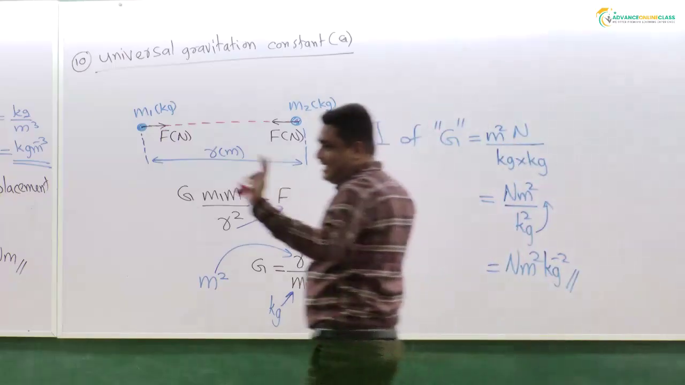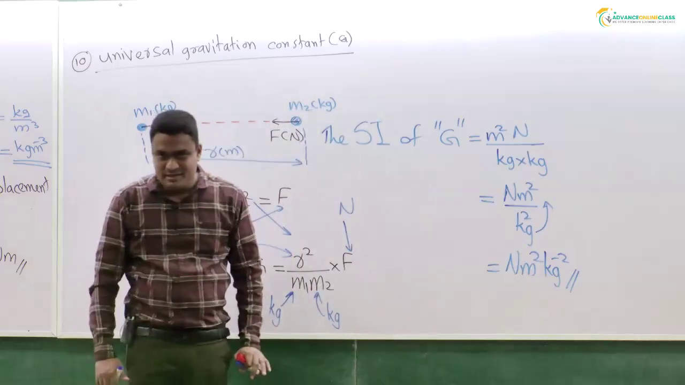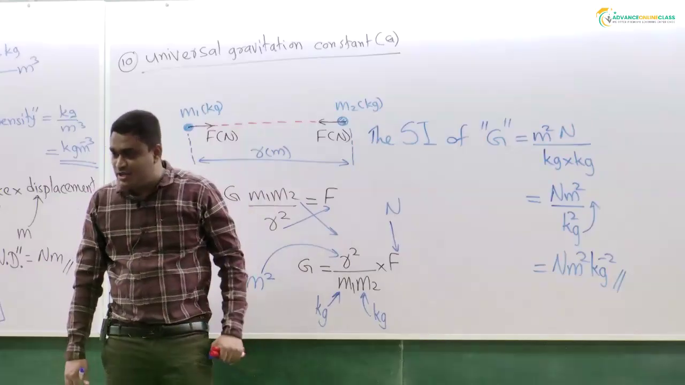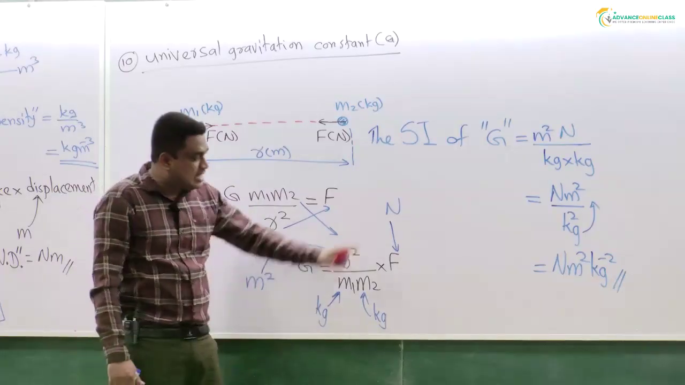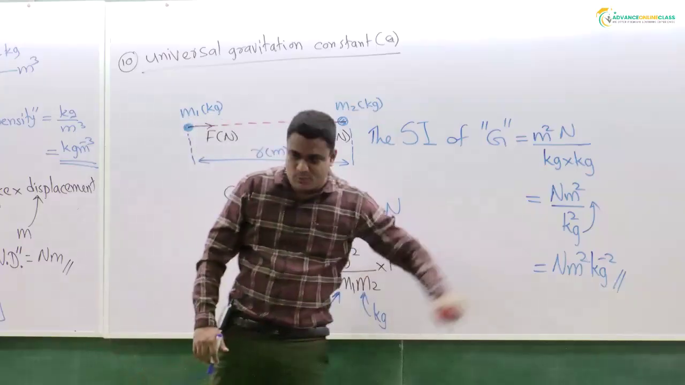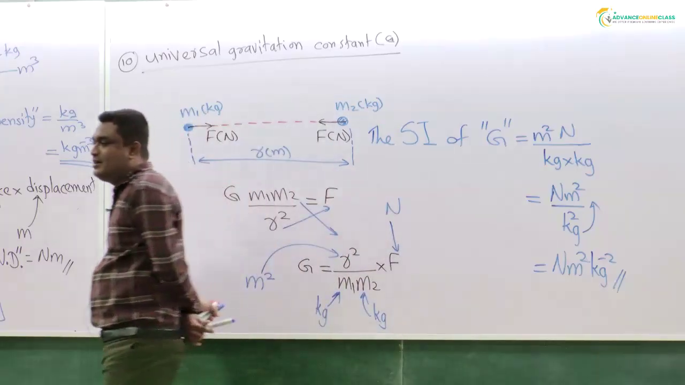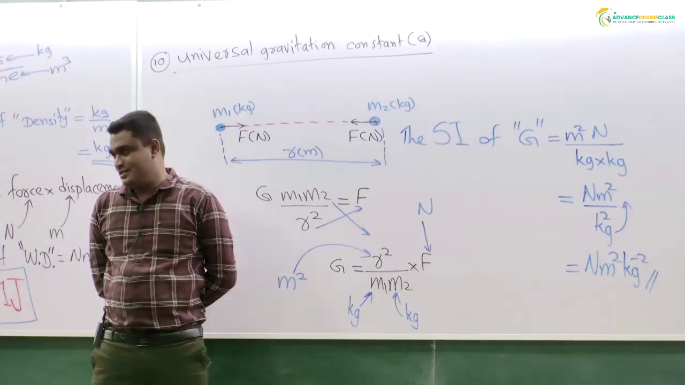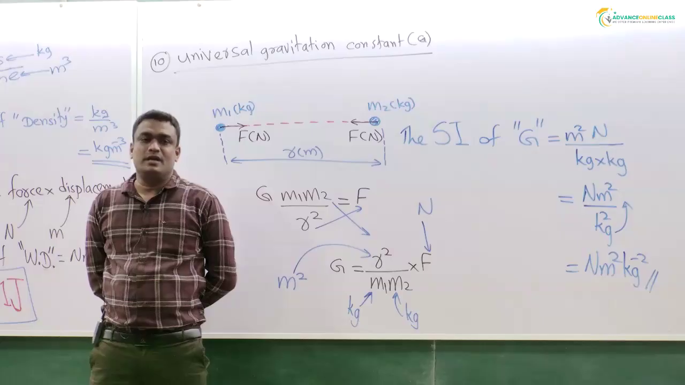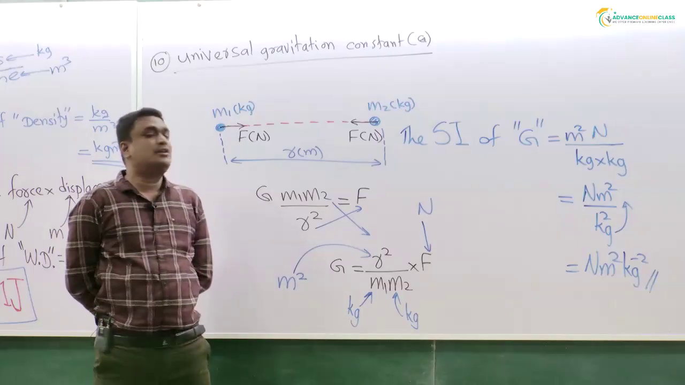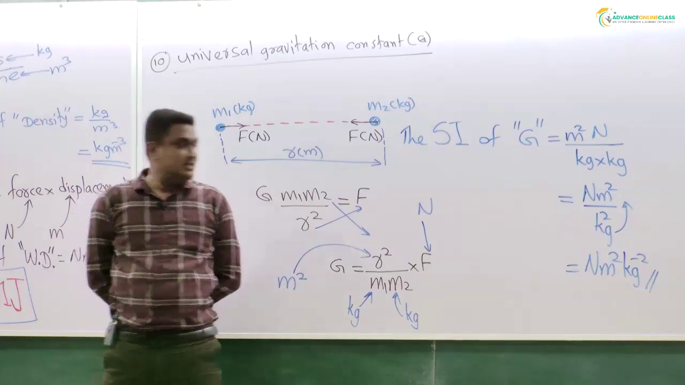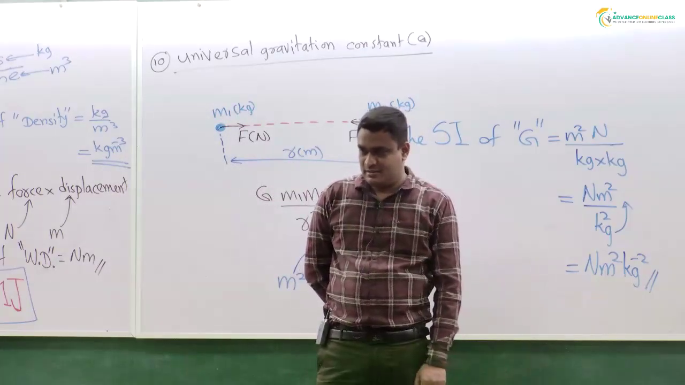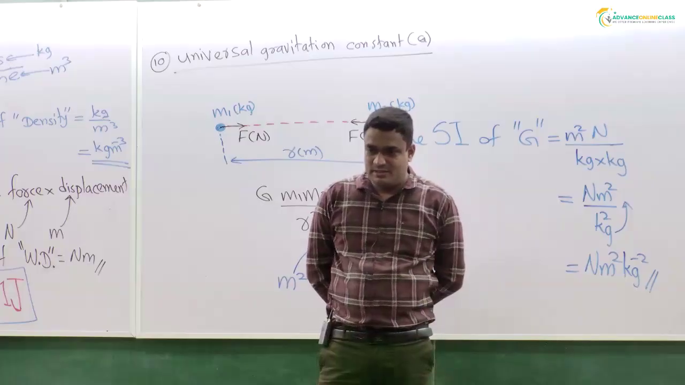Right. The examiner asked the question, what is the SI unit of the universal gravitation constant? What's the answer we know? Newton square meter per square kilogram. But the examiner gives you a different unit. That unit is known as the fundamental unit of capital G. This is said unit with derived units. But what is the unit given in the exam?